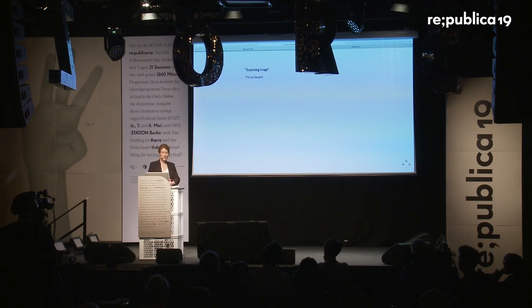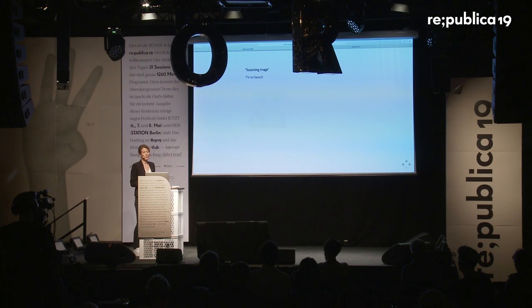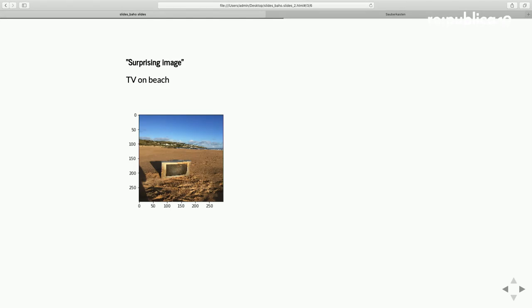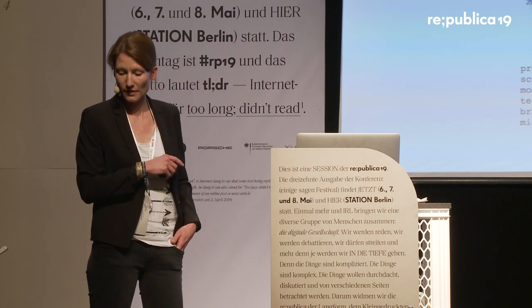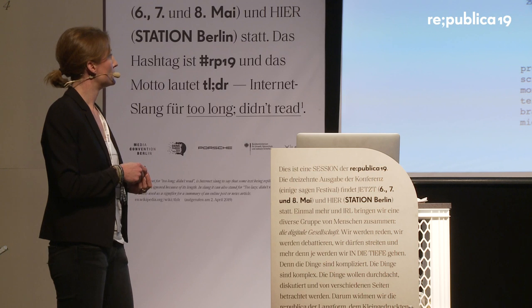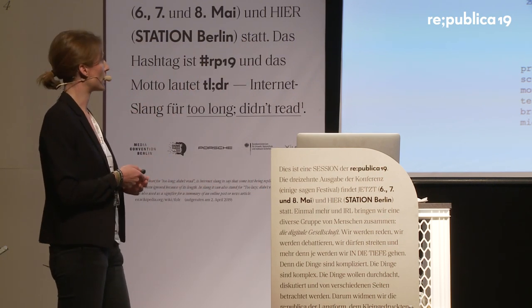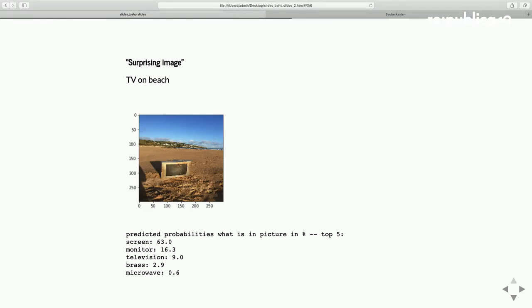Then I show you another example, which I call a surprising image. I also took that myself. It's a TV on a beach, yeah? This is not something you would actually think you would find on a beach. Again, this model has not been trained on this picture, and I'm sure it has not been trained on TVs on beaches. So what did it actually recognize? And please note that more than 50% of this picture is actually a beach, and not a TV. But with more than 80% among the top five, it recognized that it's something like screen, or monitor, or television, yeah? So this is also quite human-like, what a human would see. A human would not say this is a beach surrounding a television, but would say it's a TV on a beach.